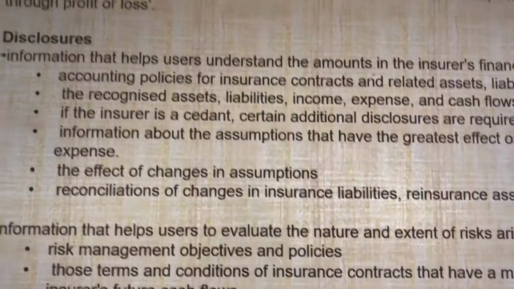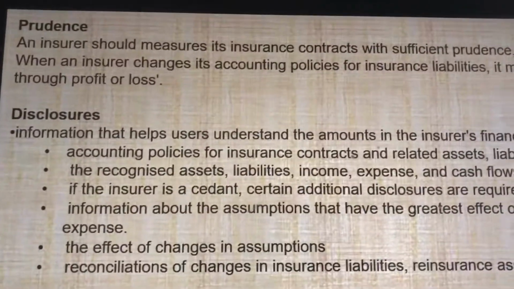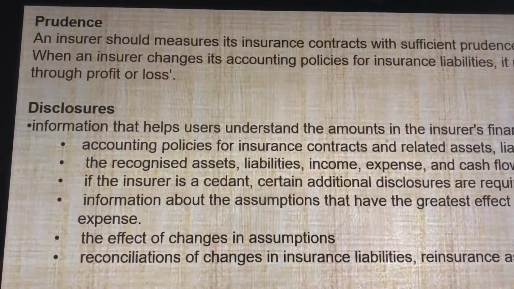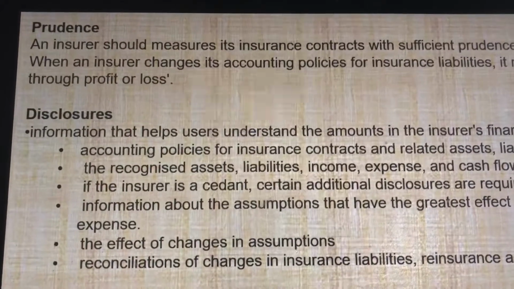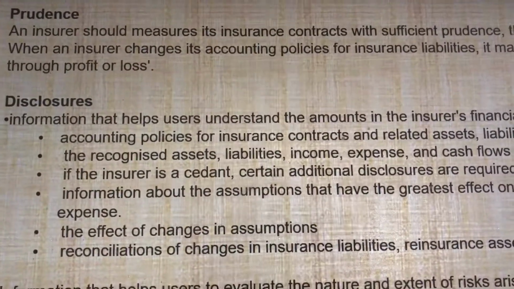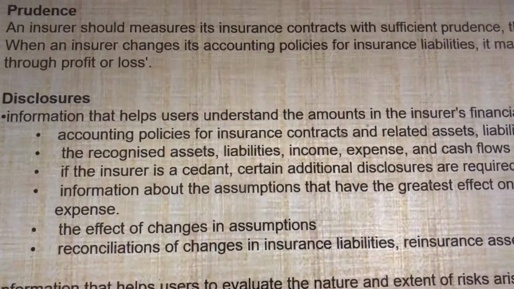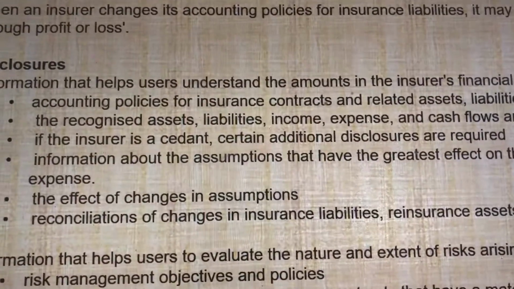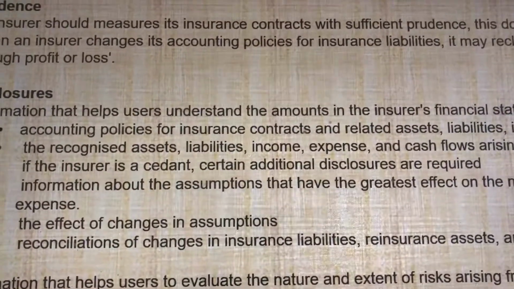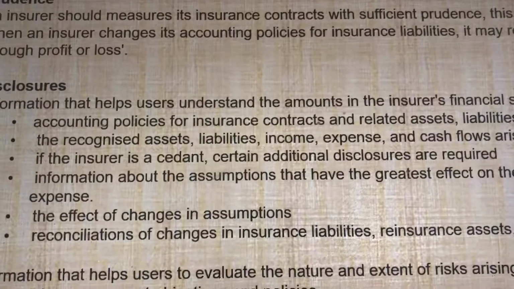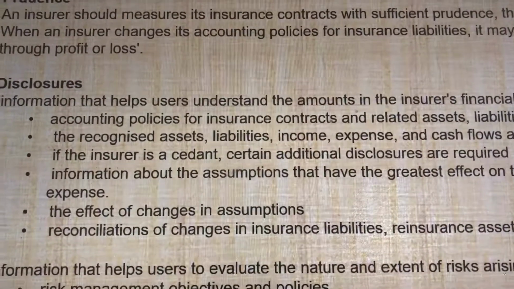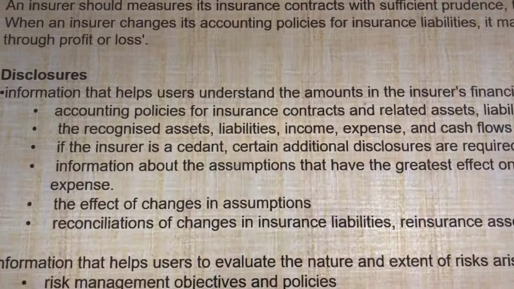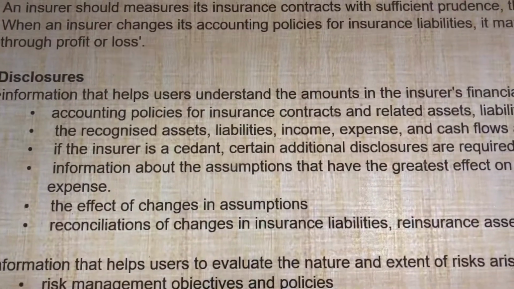Now we talk about prudence for insurance, IFRS 4. So an insurer, the company, should measure its insurance contracts with sufficient prudence. This does not change the accounting policy. It must be careful in measuring the total value of the risk that is attributable to the events.